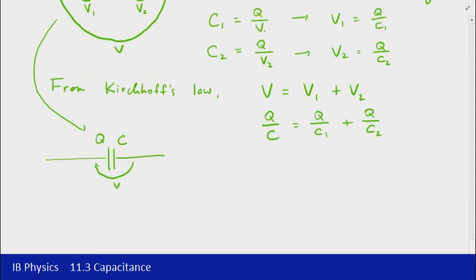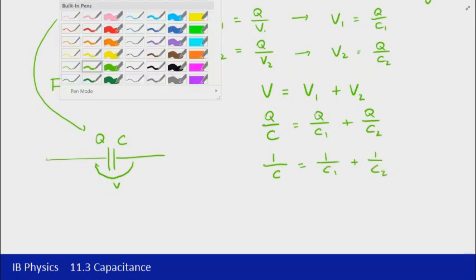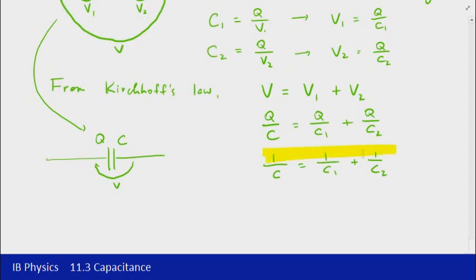Common term of Q through all of those, so if we cancel that out, we end up with 1 on C is equal to 1 on C1 plus 1 on C2. And again, an important equation there that is in the data booklet.